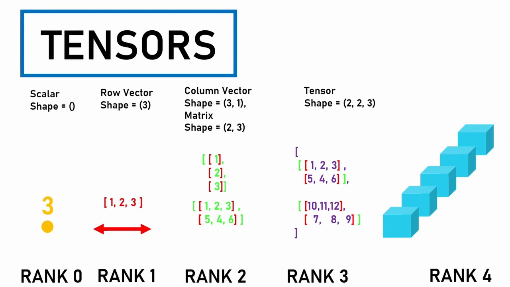So for rank 3, we can read the shape as a 3D tensor with two 2 by 3 matrices. I repeat, a 3D tensor with two 2 by 3 matrices. So similarly, for rank 4, you can read the shape as a 4D tensor with 5 3D matrices. I repeat, it's a 4D tensor with 5 3D matrices.